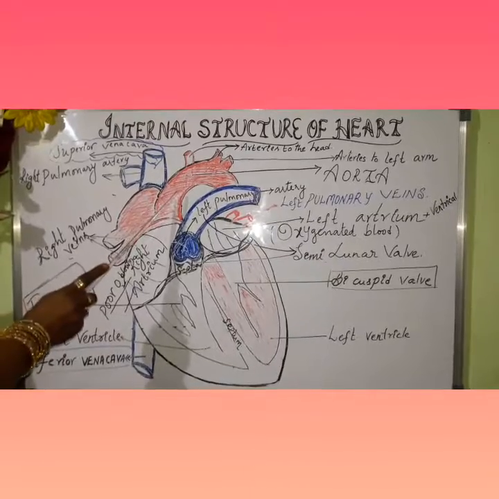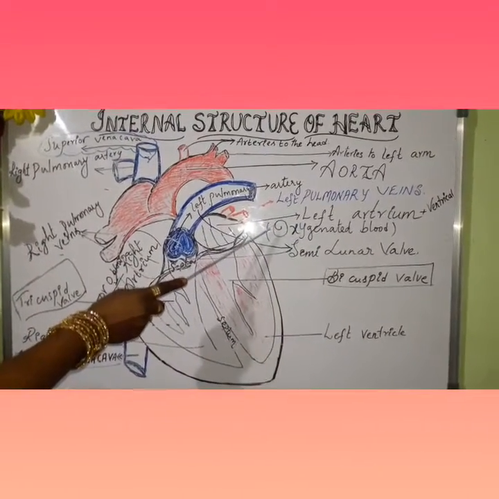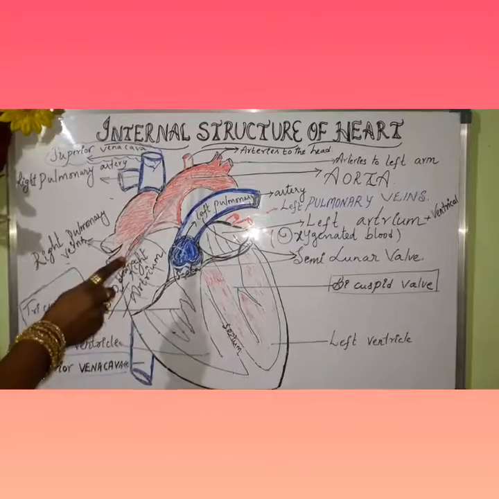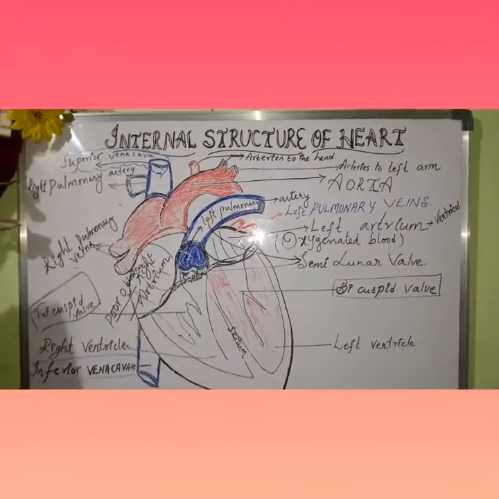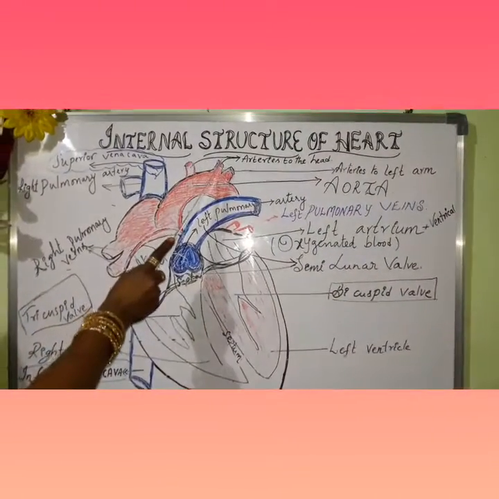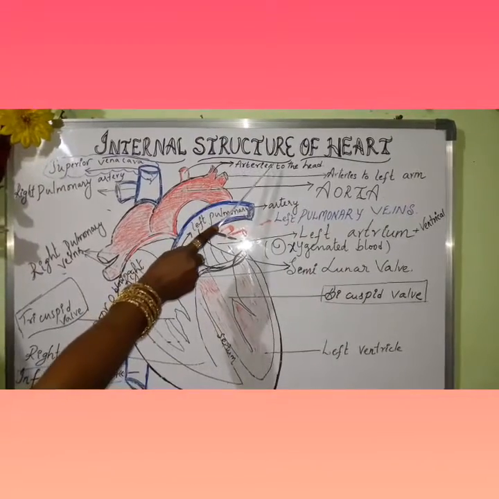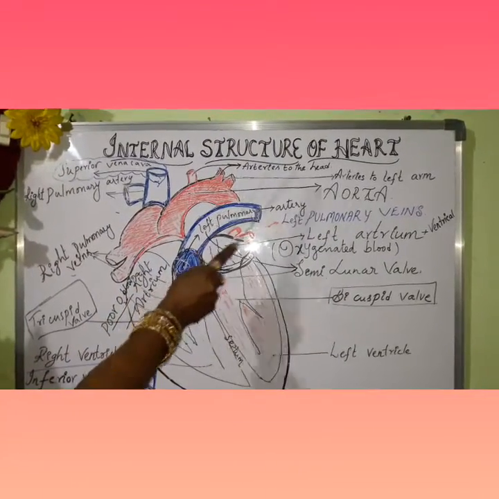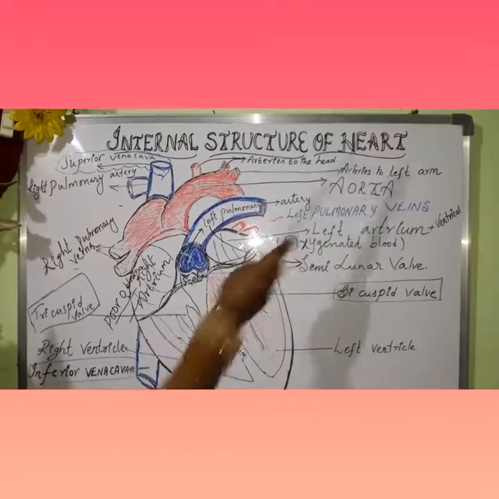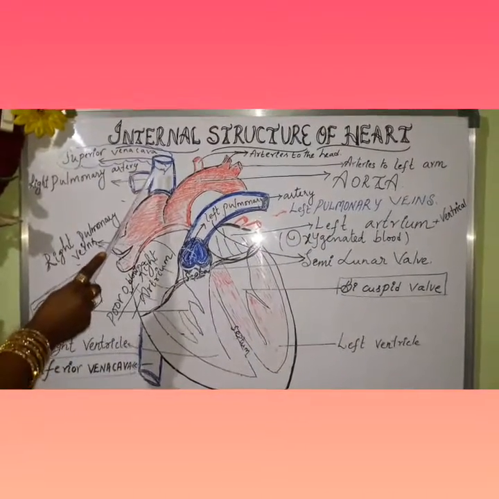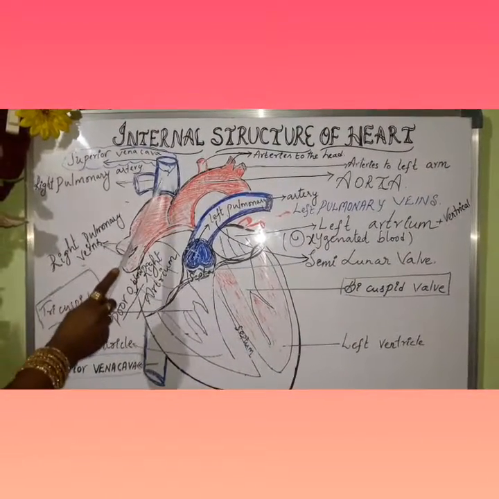Arteries are rigid because they carry oxygenated blood, except the pulmonary artery. These are the arteries that go to the head, and the arteries that go to the left arm. This is called the right pulmonary artery.